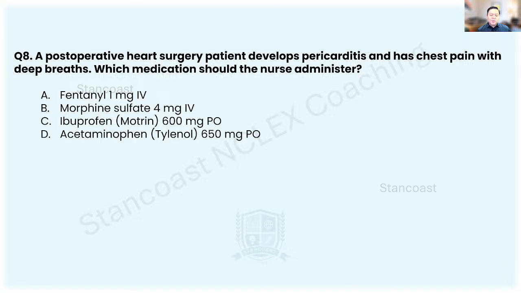A post-op heart surgery patient develops pericarditis and has chest pain with deep breaths. Which medication should the nurse administer? Again, a post-op heart surgery patient.